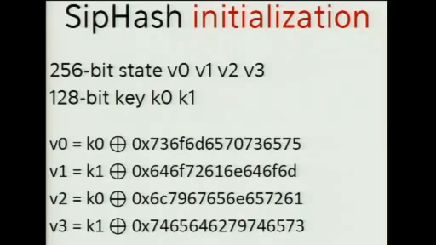So we try to make it as simple and as easy to understand as possible. We just use a simple state composed of 4 64-bit words, V0, V1, V2, and V3. We have a 128-bit key, K0, K1. And we start by initializing the state to K0 XOR this value, K1 XOR this value, K0 and K1.